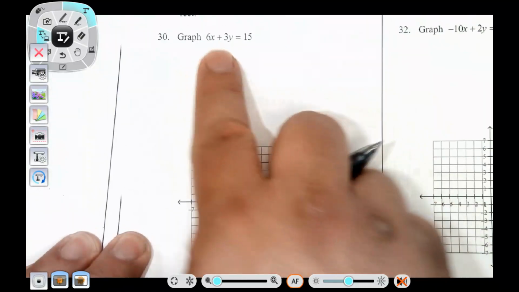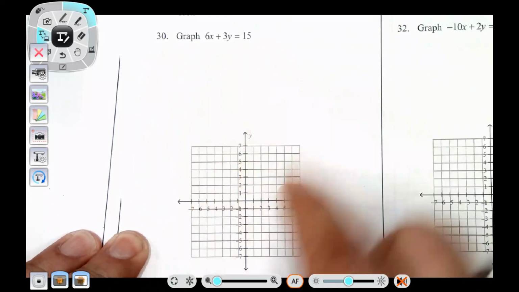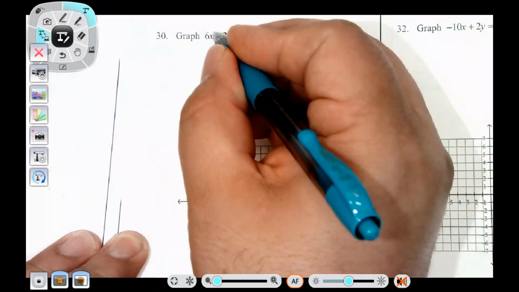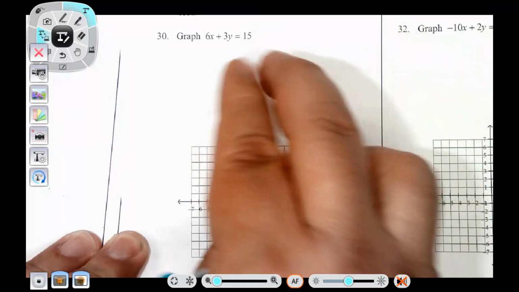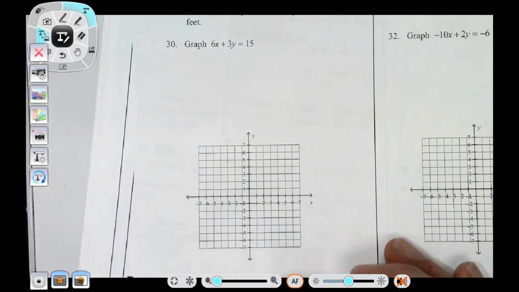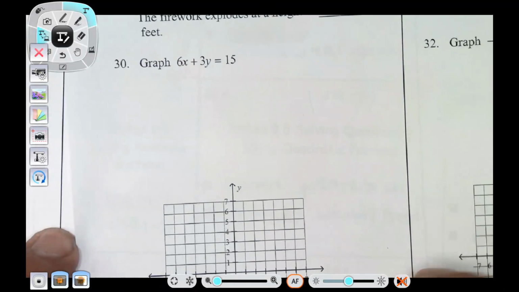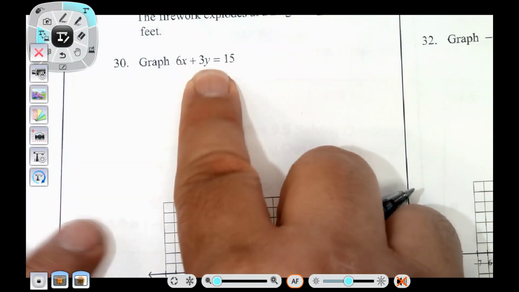Well, again, notice it doesn't have powers of 2. If it doesn't have powers of 2, it's not a parabola. Everything has a power of 1. This is just a line. That's all it is, just a line. And so if that's the case, and this is just a line, well, then the first thing I need to do is I need to get the y by itself.